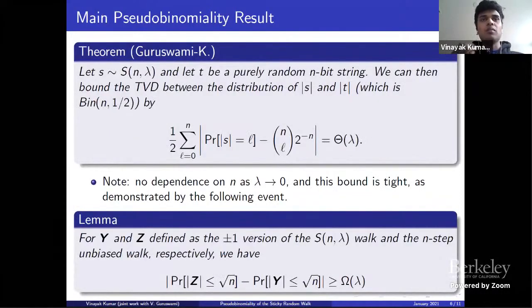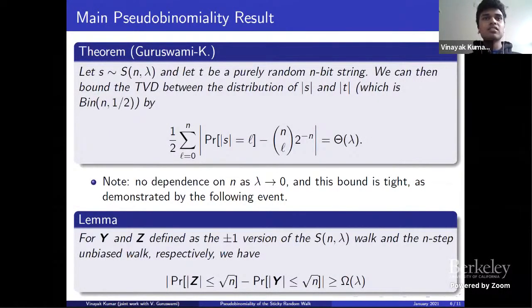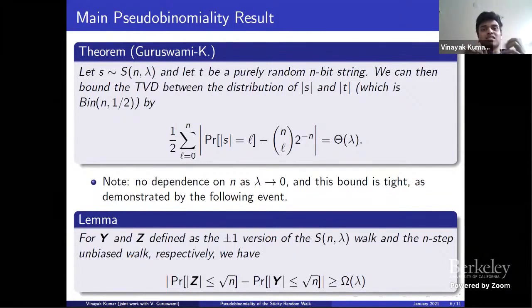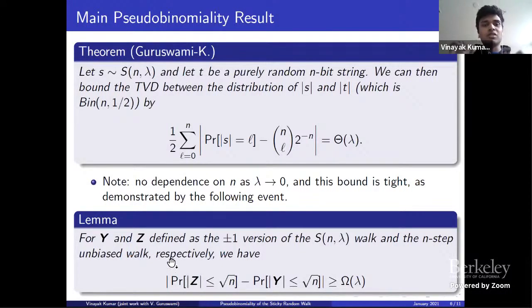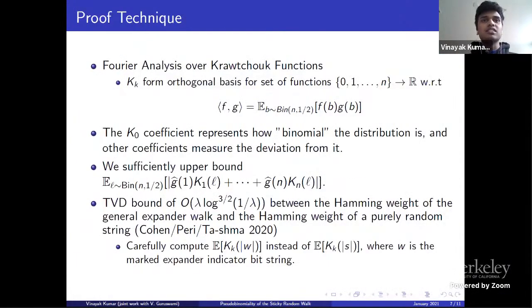So a main result we prove is a total variation distance bound. Let S be a sticky random walk bit string, and let T be a purely random string. We show that the total variation distance between the distribution of these Hamming weights is Theta of lambda. And of course, TVD is bounded by 1. It's interesting to see that as lambda goes to 0, we see the exact decay. And the tightness of this bound we show is realized by the event where we shift everything to the plus or minus 1 version of the walk. And the event that the Hamming weight is at most the square root of the number of steps gives our Omega of lambda separation.